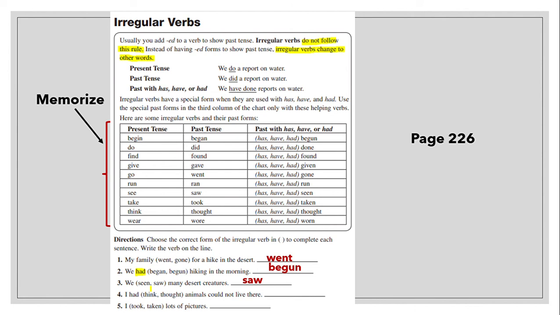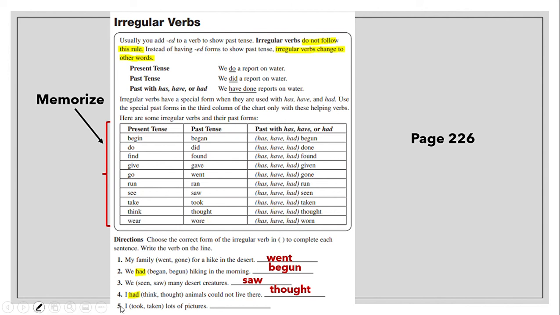Number 4. I had think or thought animals could not live there. Which one? Had. So I had thought, not think. I had thought animals could not live there. If you look here, think, thought, and with has, have, had, thought.